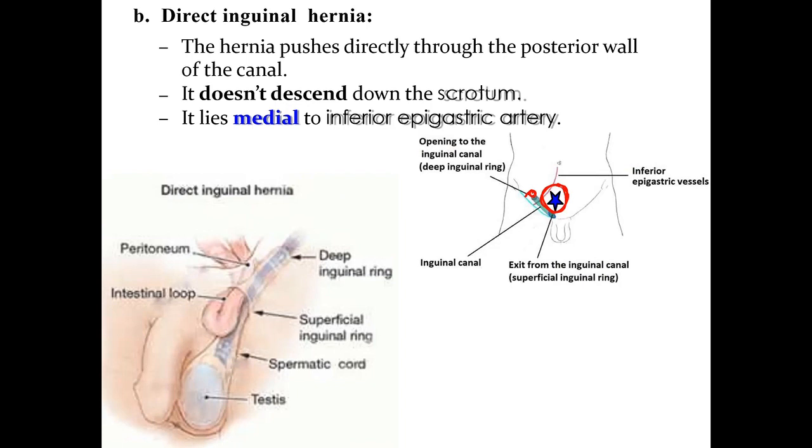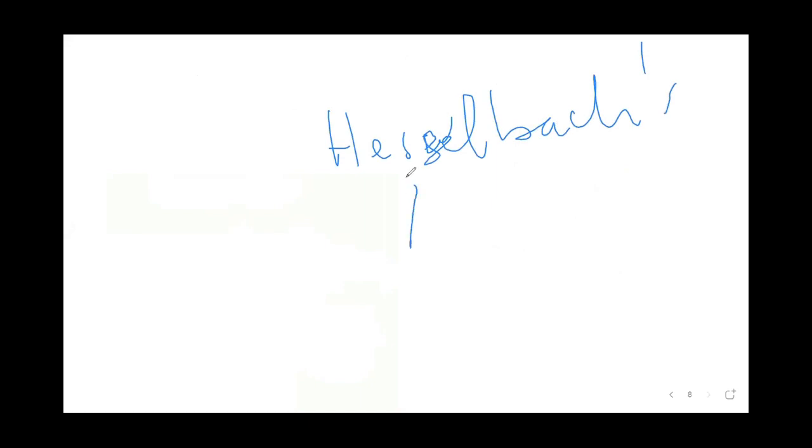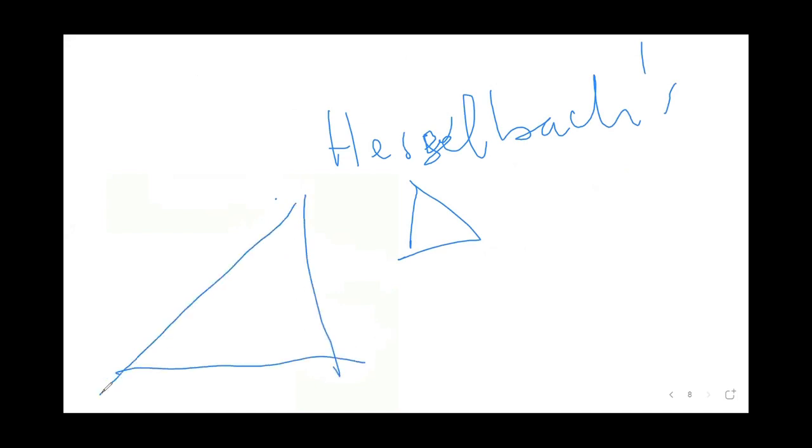In our last lecture, we talked about the Hesselbach's triangle. We said direct hernia protrudes through the Hesselbach's triangle, which is bounded. It is bounded medial. If this is medial, this is lateral, this is superior, this is inferior.